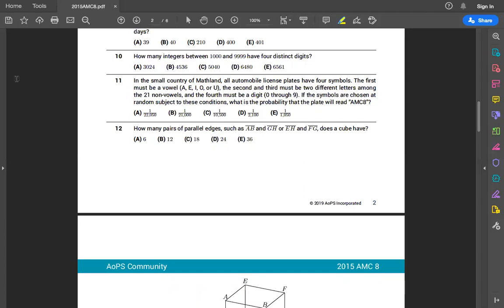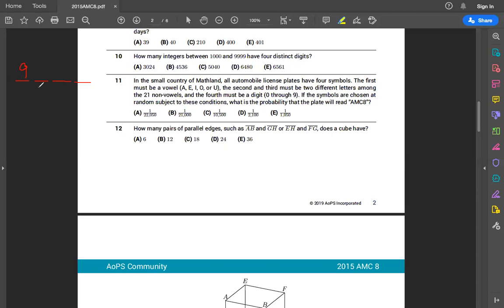So we can consider the 4 digits as individual spots, and we can just ask ourselves how many different digits can go in each of those slots. So for this first slot, we can pick any number 1 through 9. Obviously, we can't start with a 0, because then it would be a 3-digit number, right? So we have 9 choices for the first number.